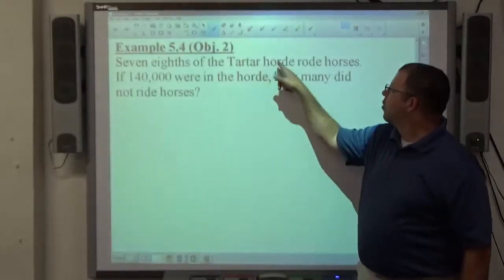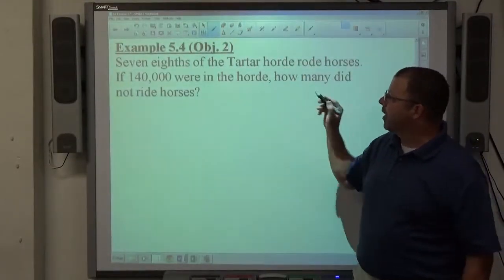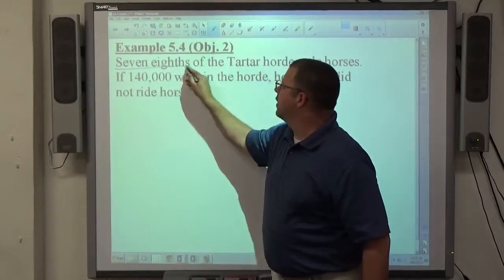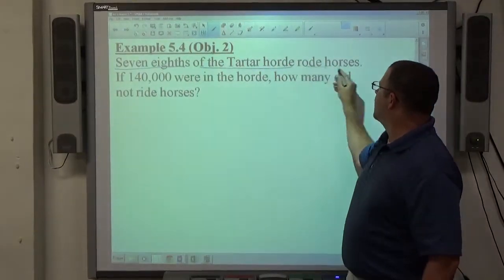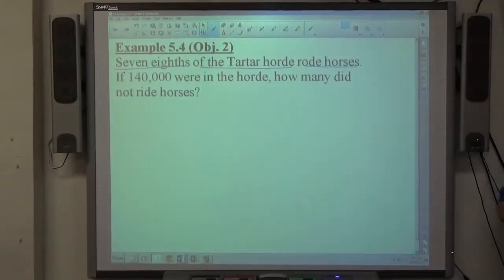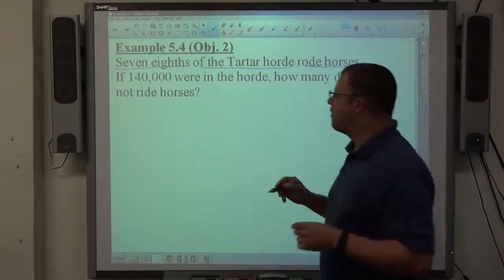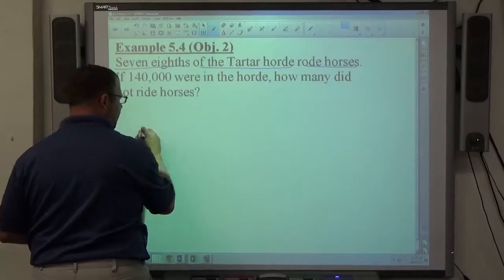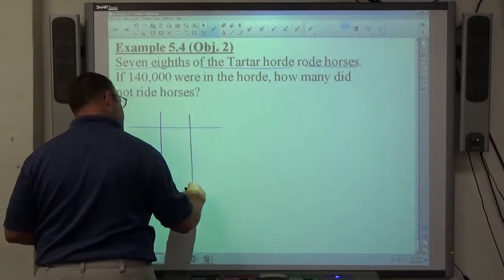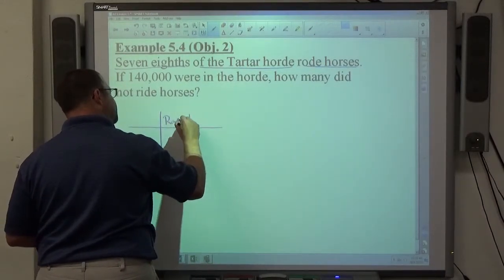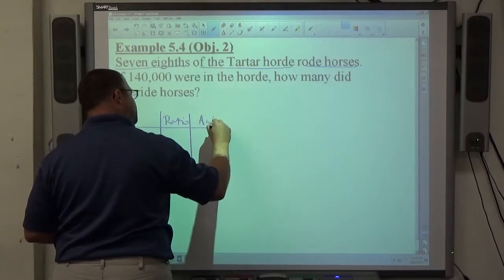7/8 of the Tartar horde rode horses. Okay, so a fraction of a group has a characteristic. Again, anytime you see that structure, that's how you can handle it. So if I do the chart way, we have ratio, actual.